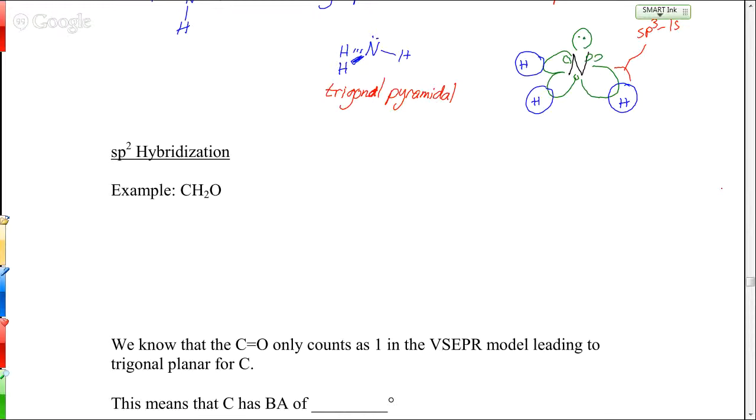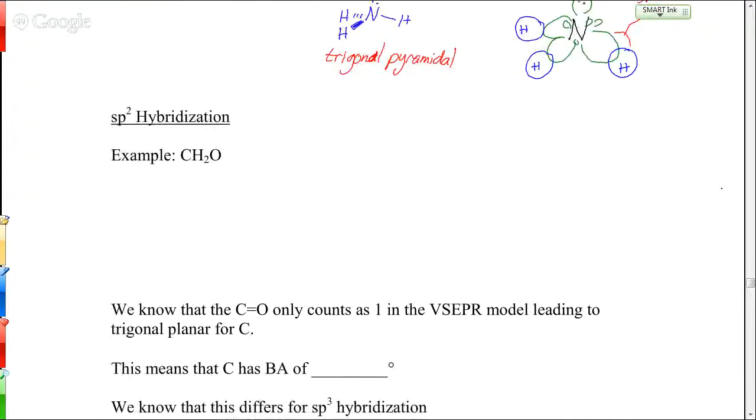Right. So when we have 3 electron groups, we use sp2 hybridization. Right? 1 s orbital and 2 p orbitals hybridize. That's what happens in this molecule CH2O, which is formaldehyde. The structure looks like this.